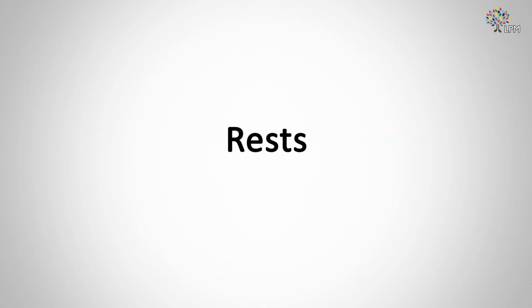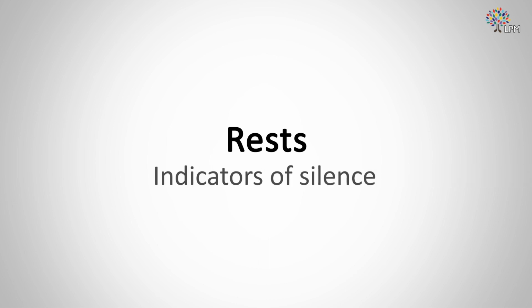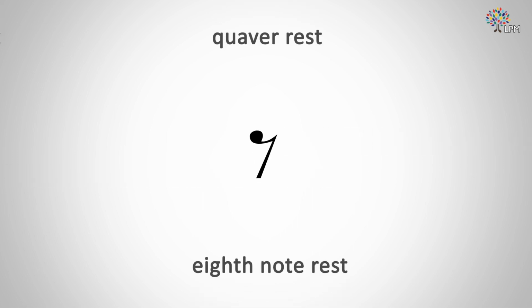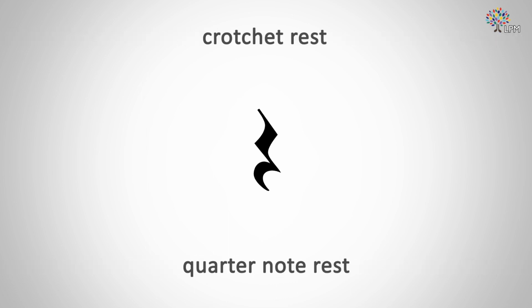Rests. Of course, for every note value there must be an equal measure of silence. For this we use symbols called rests. Here is what a quaver rest looks like, since we just talked about quavers. And here is a crotchet rest.